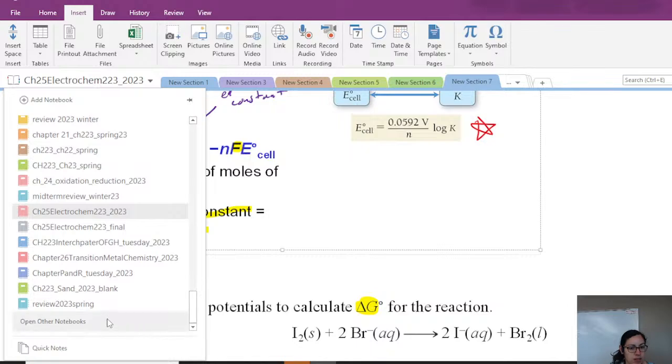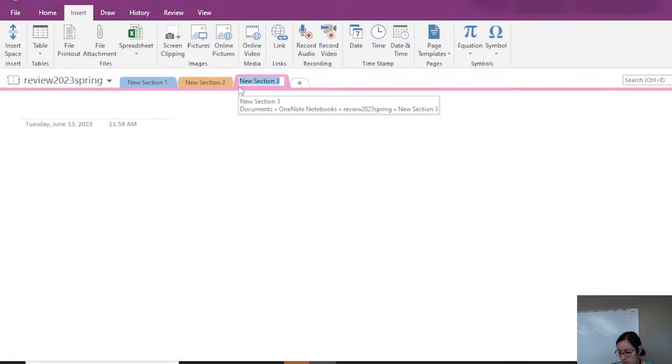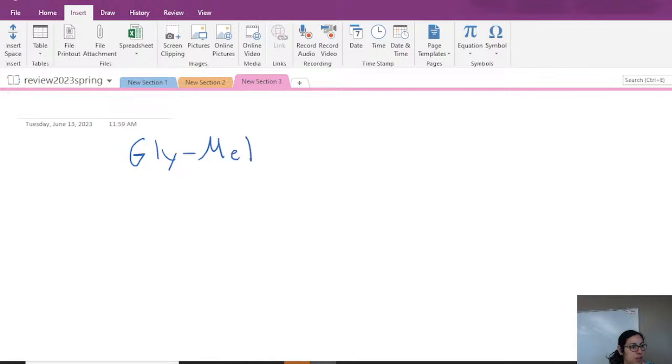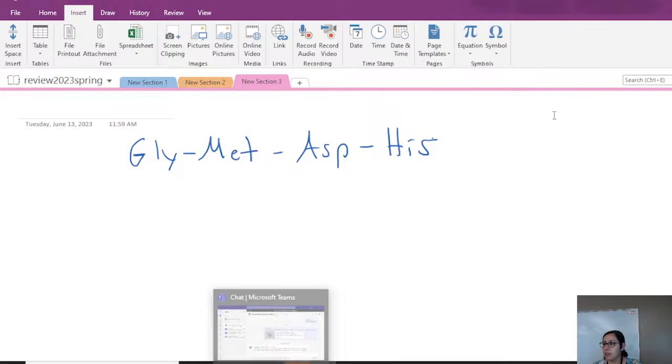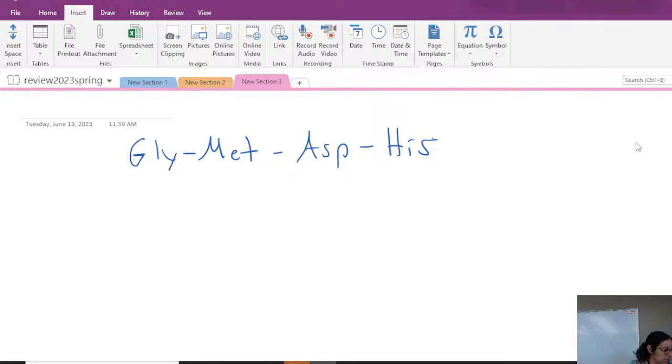So let's do some more practice. See if you can draw this amino acid chain of gly, met, take a few minutes to try to draw that, especially paying attention to the amide bond formation. And I will continue passing back papers.